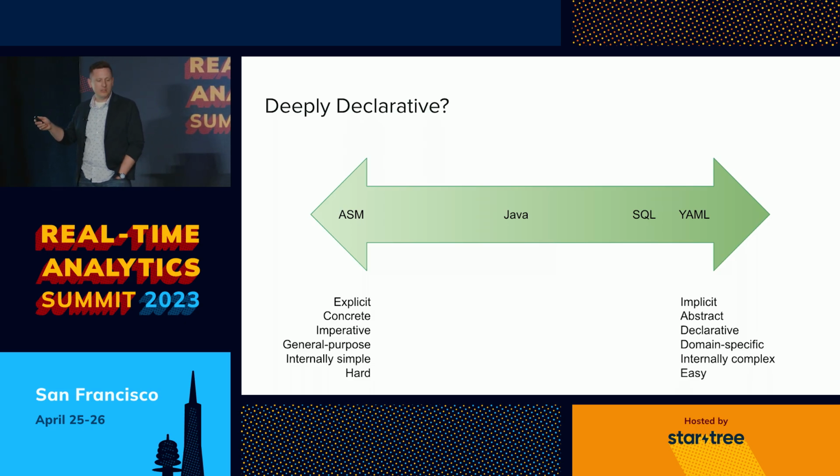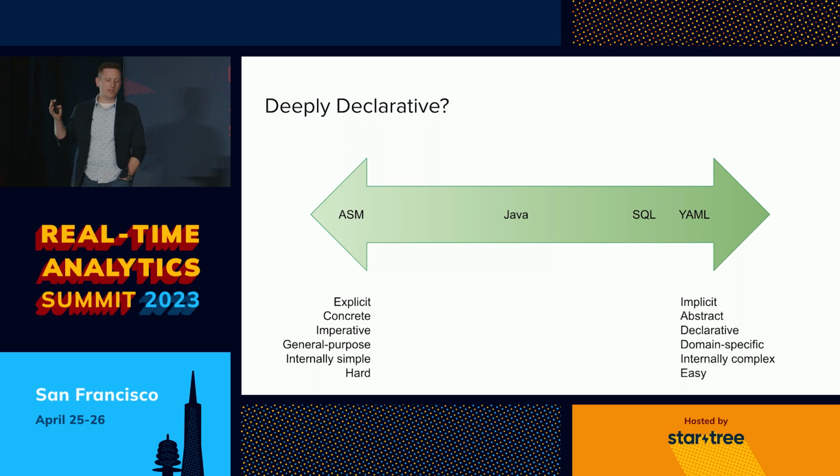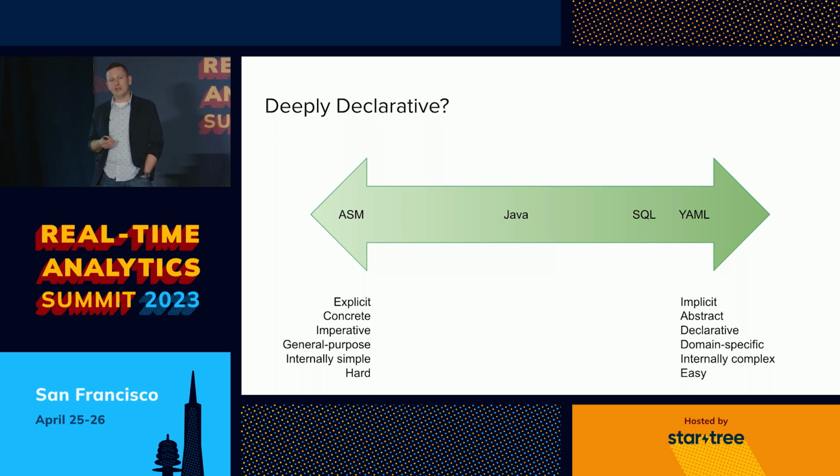So things over on the imperative side tend to be explicit and concrete, and they also tend to be general purpose. Things like assembly are extremely general purpose. They also tend to be internally simple. Again, assembly is pretty simple and there's not much to it, but it ends up being hard to use. On the other end of the spectrum, things that tend to be declarative have a lot more implicit context surrounding them because they tend to be more domain specific. And that means that they end up being more internally complicated, but easier to use. That's the whole point, right?